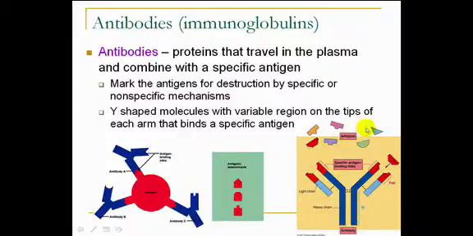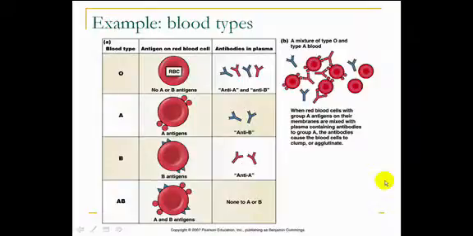So antigens can have different shapes. This picture is showing you all these different shapes, and this antibody binds a specific antigen. So it fits this little red antigen. Okay, so it's specific. Now let's look at the example of blood types. You can only receive blood from certain blood types, and it all has to do with what type of antigens are on your red blood cells. If you are type O, you have no antigens on your red blood cell.